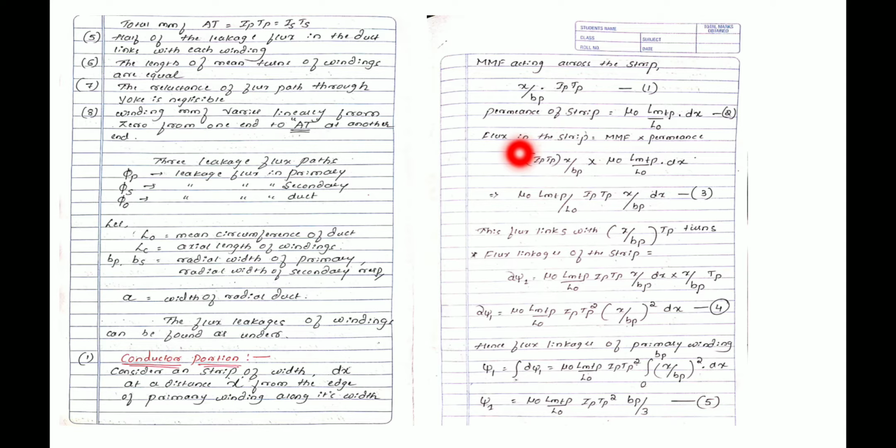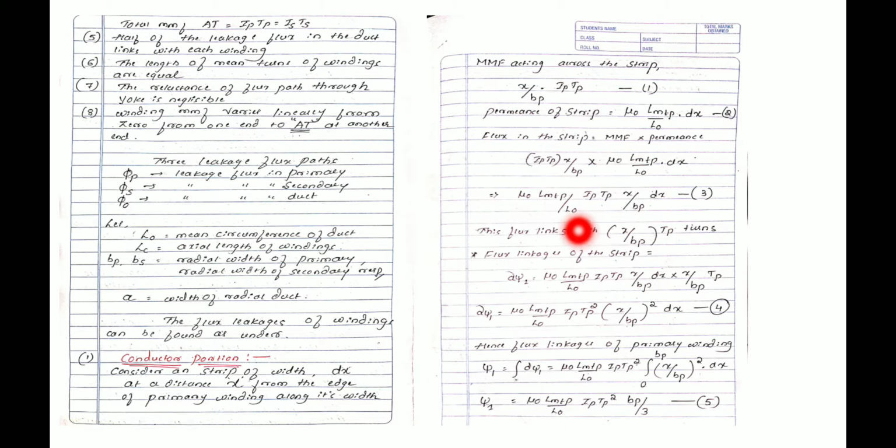Then what are we calculating now? The flux in the strip. The flux in the strip will be the product of MMF into the permeance. So substitute these things. The MMF is IPTP x divided by BP, into the permeance, mu naught LMTP divided by L naught into dx. Multiplying these things, we get equation number 3.